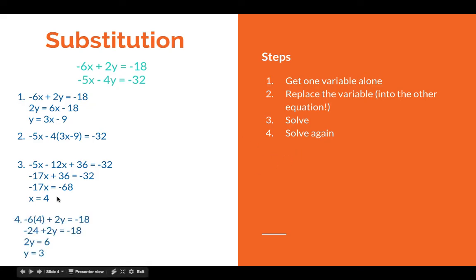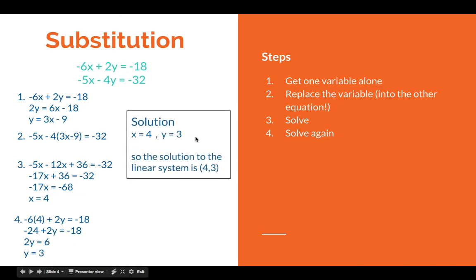Okay, now we have that x is equal to 4, so I plugged it into the first equation. Again, it doesn't matter. Negative 6 times 4, be careful with the negative, plus 2y is equal to negative 18. So negative 24 plus 2y is equal to negative 18. That's just simplifying. Then I added 24 to both sides, giving me 2y is equal to 6, divided both sides by 2, and got y is equal to 3. So our solution is that x is equal to 4, y is equal to 3, and the solution to the linear system is 4, 3.